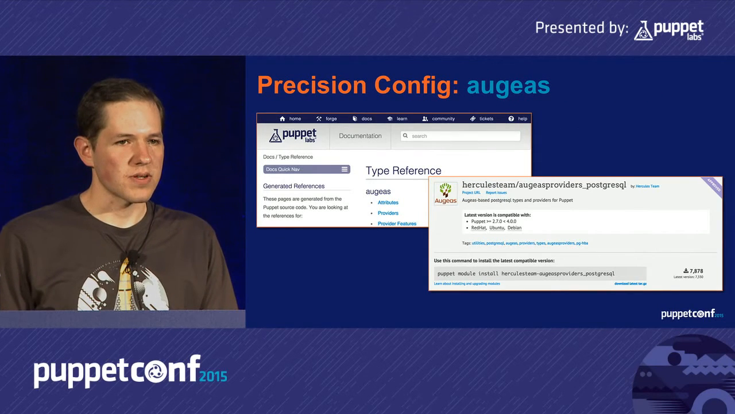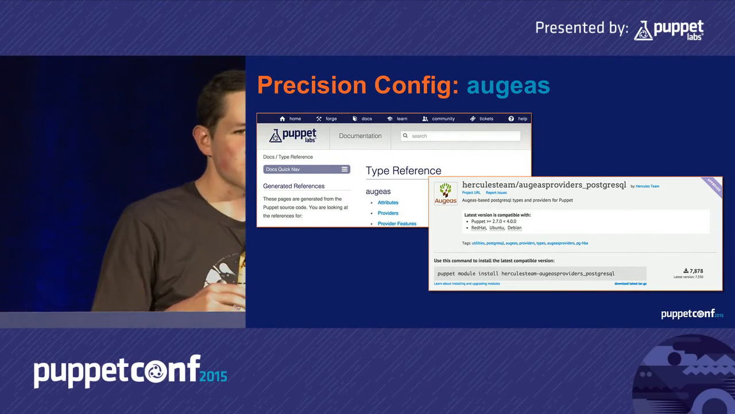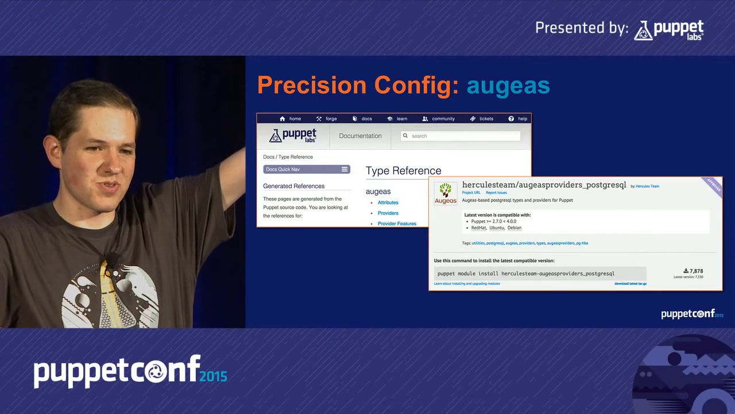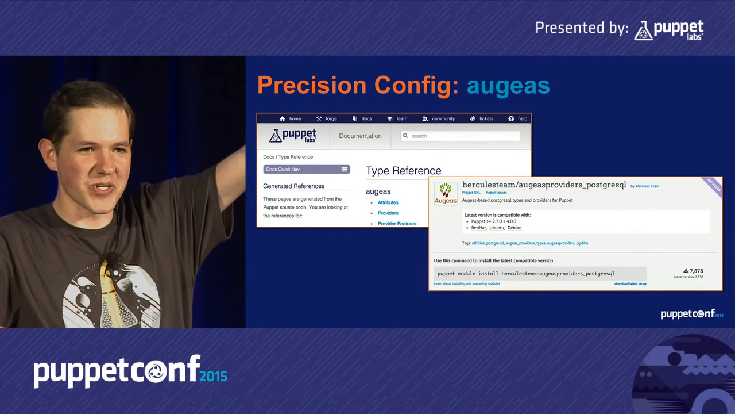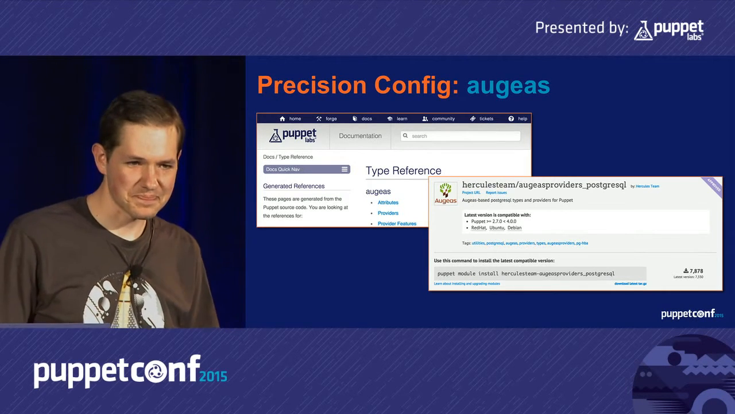Augeas is, if you look at the Puppet type resource, like if you go to the Puppet type reference on the docs page, it's automatically generated. Augeas is the very first resource that's referenced, and it's possibly the most confusing. Because Augeas is not a thing. Augeas is a method or a methodology of doing a thing.